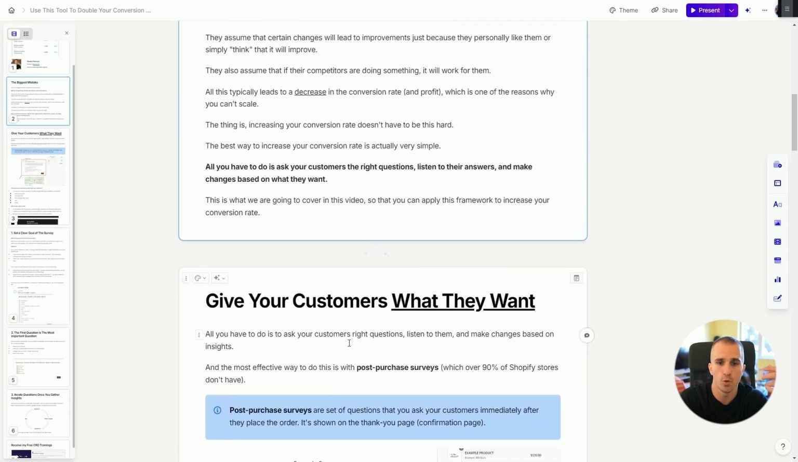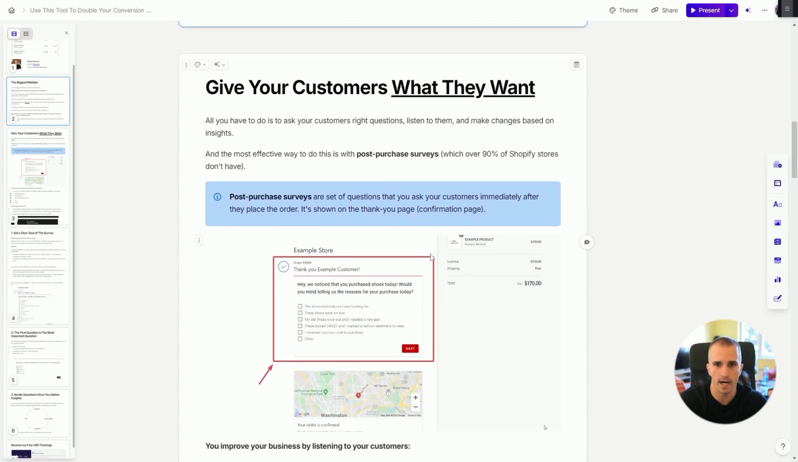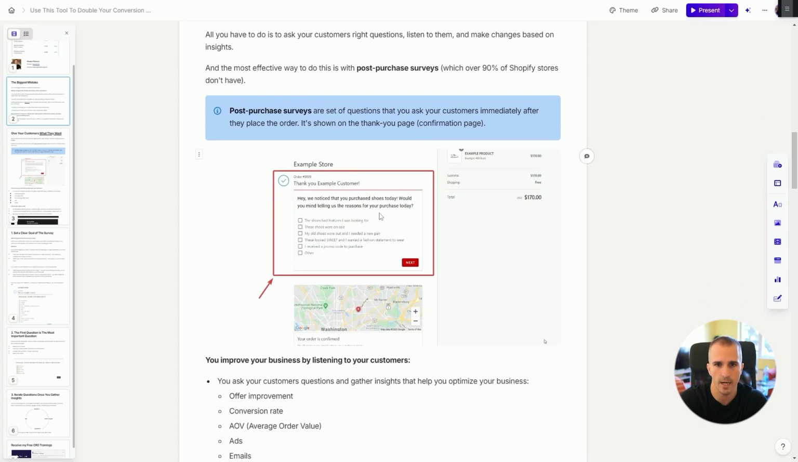So we said that you want to ask the right questions so that you understand what they want and make changes based on these insights. And the most effective way to do this is with post-purchase surveys, which over 90% of Shopify stores don't have at all. Post-purchase surveys are a set of questions that you ask your customers immediately after they place the order. It's shown on the thank you page, so the confirmation page. So this is how it looks.